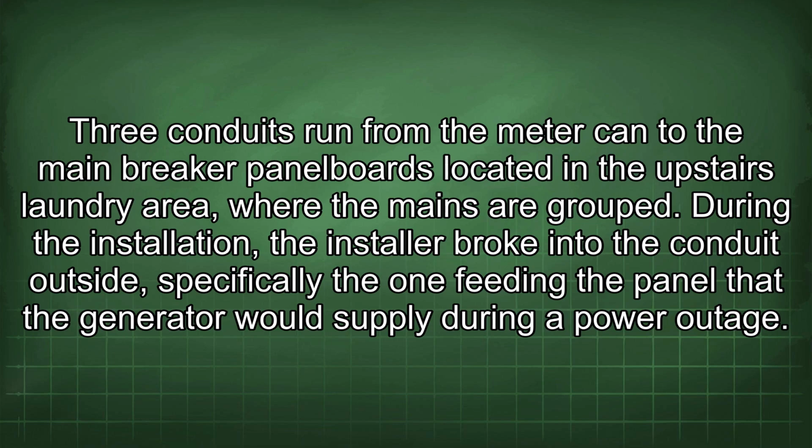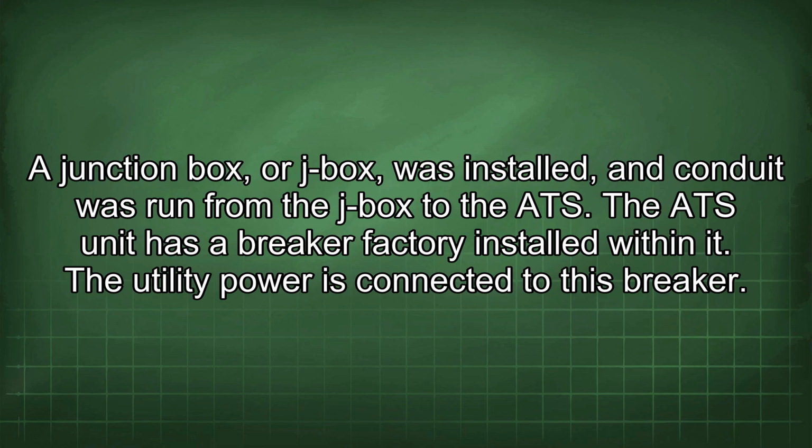3 conduits run from the meter into the main breaker panel boards located in the upstairs laundry area, where the mains are grouped. During the installation, the installer broke into the conduit outside, specifically the one feeding the panel that the generator would supply during a power outage. A junction box, or J-box, was installed and conduit was run from the J-box to the ATS.